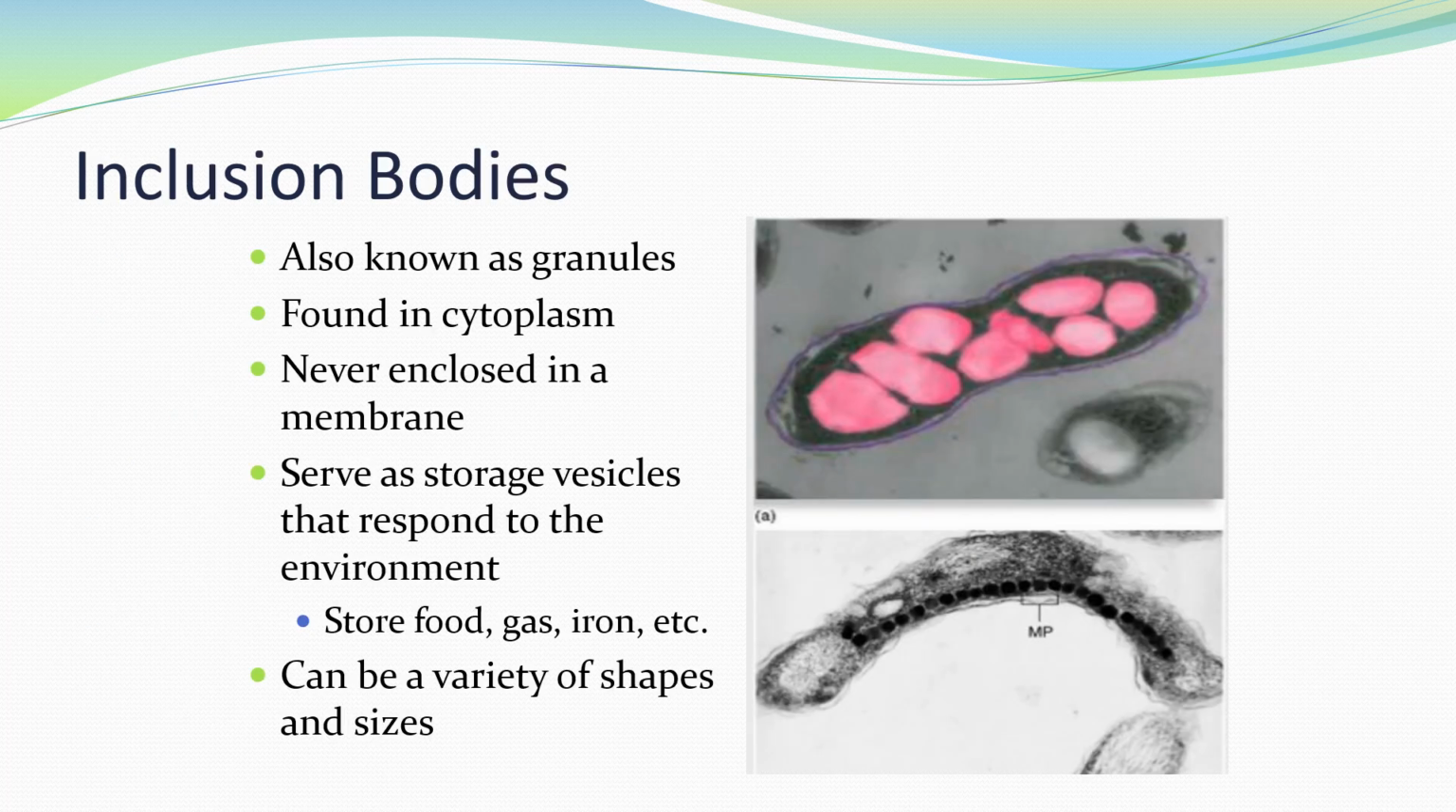Another structure we can find in prokaryotes are called inclusion bodies. These are also known as granules. They are found in the cytoplasm of the cell. They're never enclosed in a membrane, and they can serve as a storage vesicle that responds to the environment, such as being able to store food, gas, iron, or other items. They can be a variety of shapes and sizes, and that's a really important feature of inclusion bodies because the next structure we're going to talk about is very similar but different.